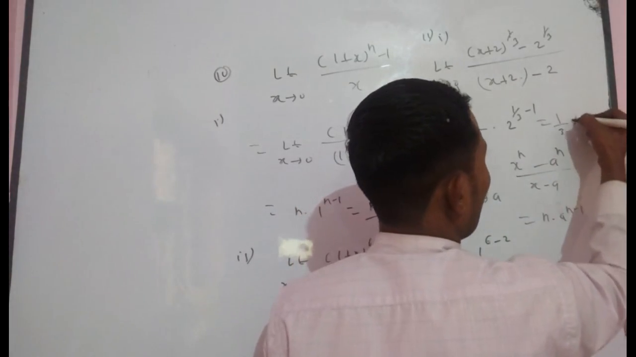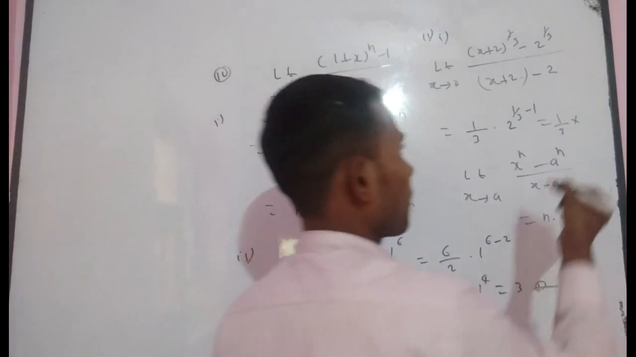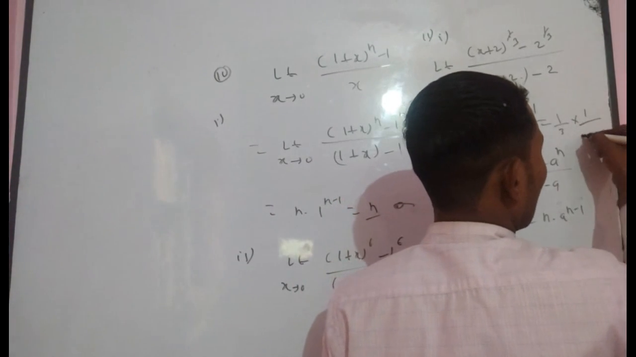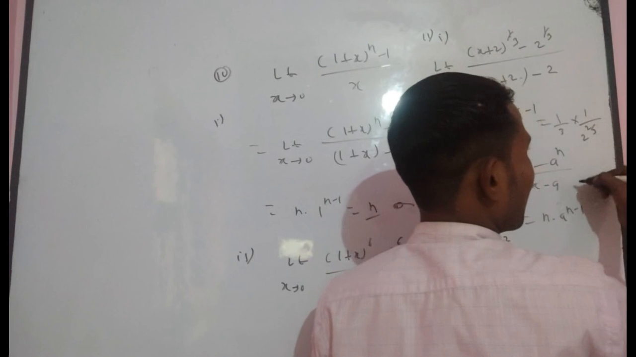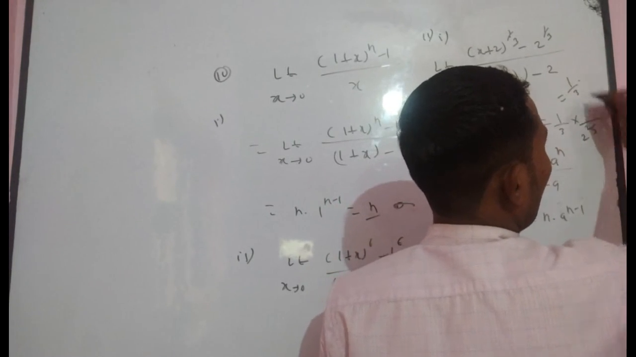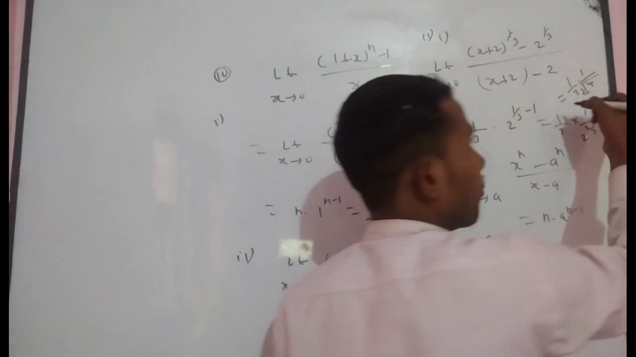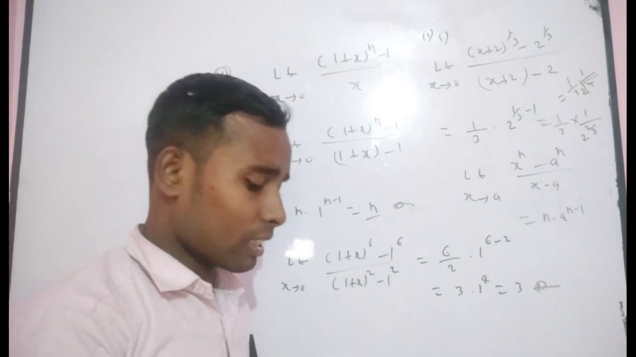Now can you solve it? 1 upon 3 into 2 to the power minus 2 by 3. If you solve 2 to the power minus 2 by 3, that means 1 upon 2 to the power 2 by 3. Can you write? Now it is nothing. It is like 1 upon 3 into 4 to the power 1 by 3, that means cube root of 4. So 1 upon 3 into the cube root of 4 is the correct answer.